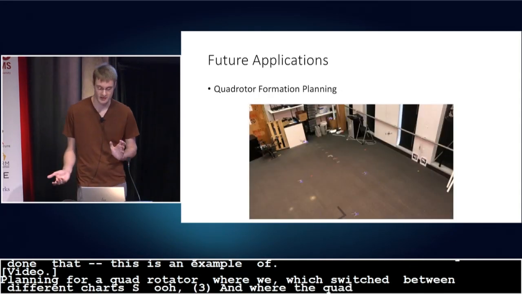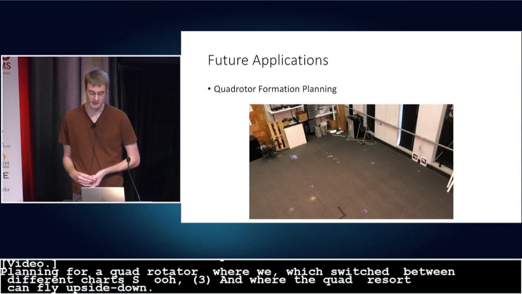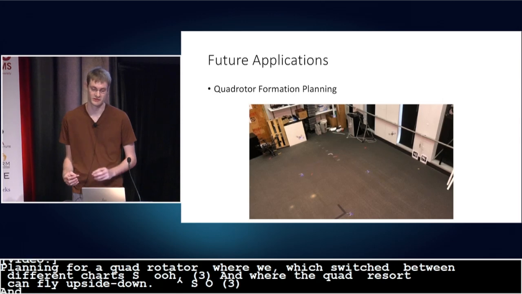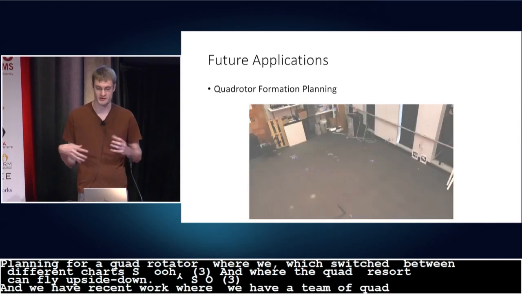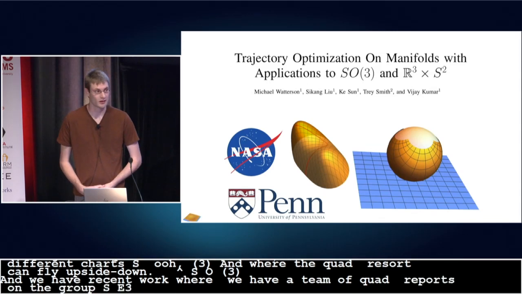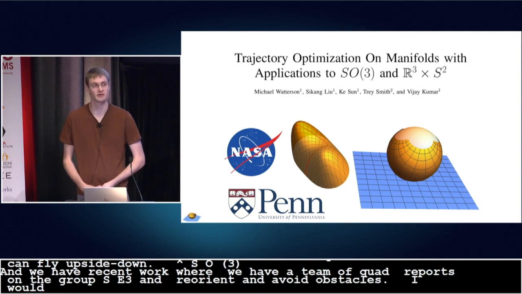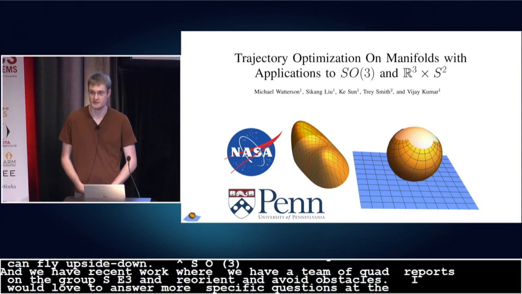And then we also have some more recent work where we've planned trajectories for a team of quadrotors in a fixed formation. So they're on the group SE3, and they need to reorient and avoid obstacles. I'd love to answer more specific questions at the poster session, and also Sakang is here to answer questions as well. Thanks.